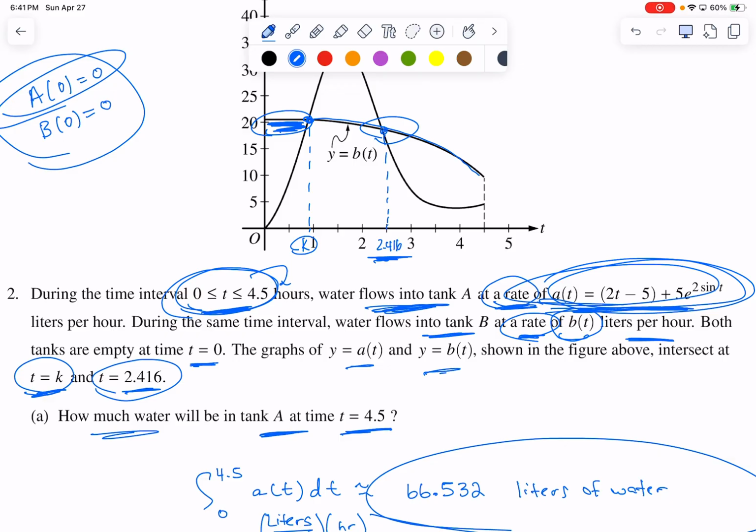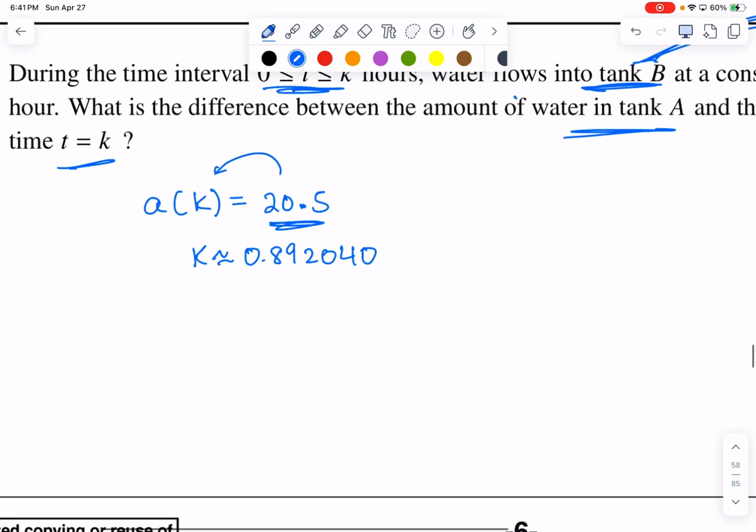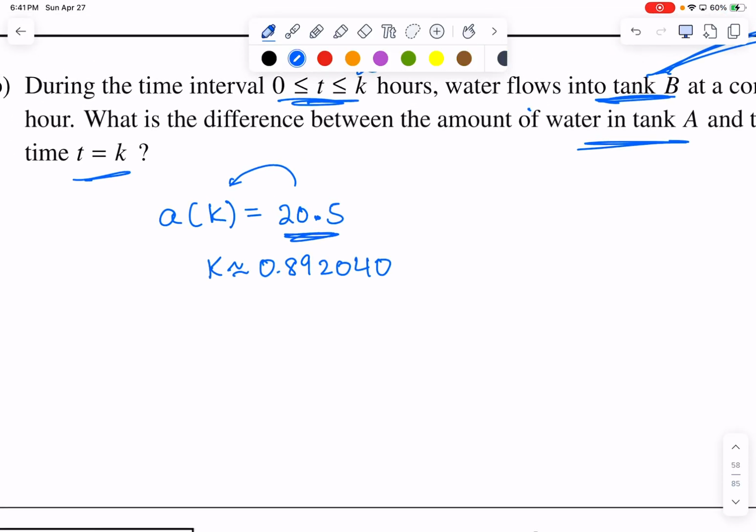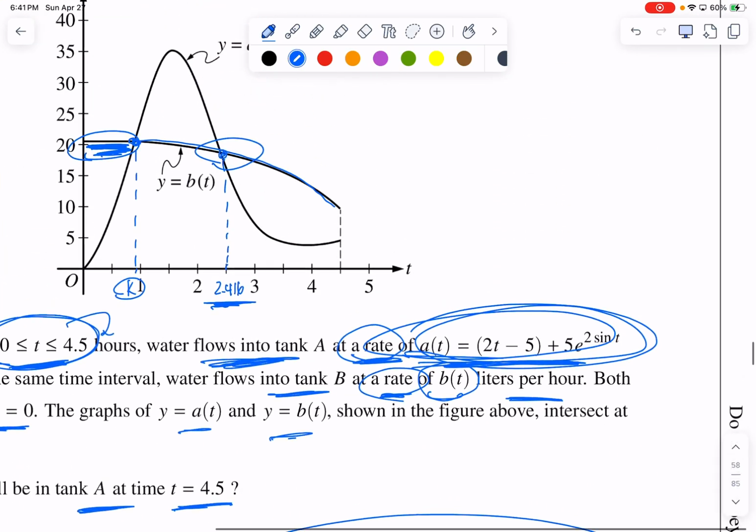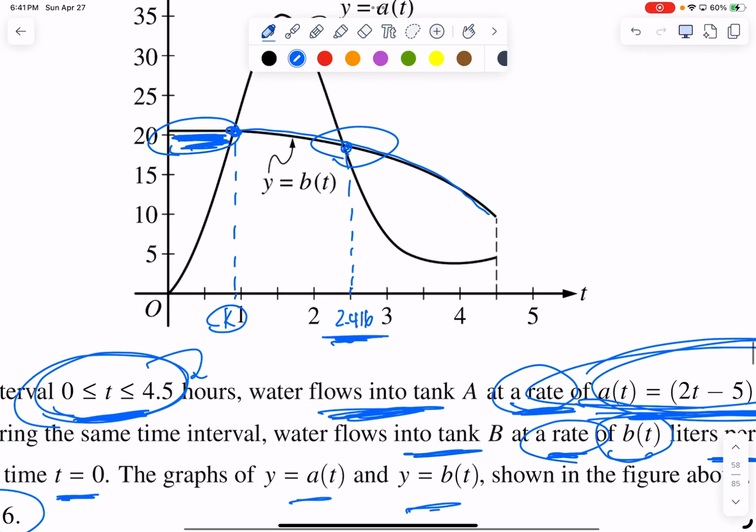We want to know what K is. It's 0.892040. Now, here's the next thing they want you to do. They want you to figure out the difference between the amount of water in tank A and the amount of water in tank B. Now, let's look at them. Which one has more water right now, B or A? Which one has a greater area under the curve?